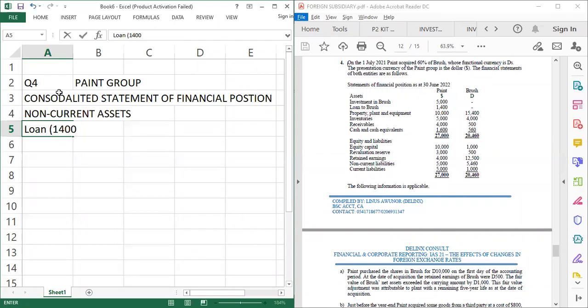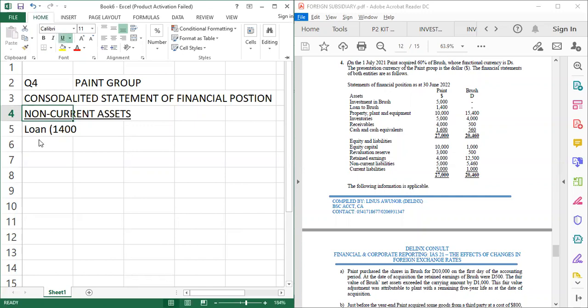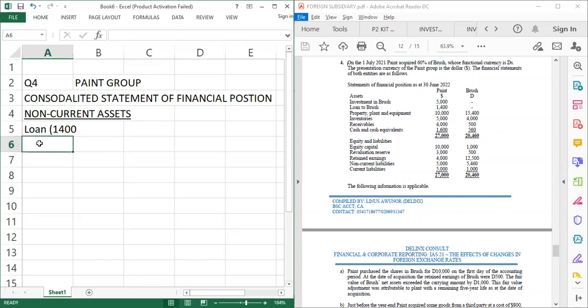Let's come to the next one. What is the next item? PPE. PPE will be, the parent one is what? 10,000. The subsidiary's own, we translate it. So it will be 15,400. Is it going to be division or multiplication? Let's go.